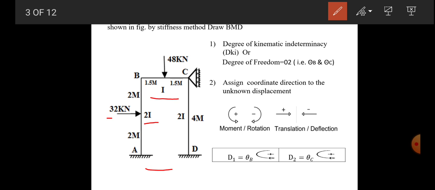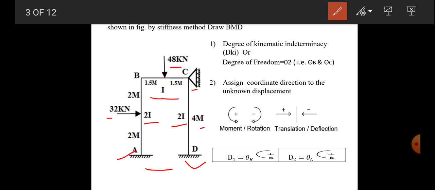Beam BC is loaded with the 48 kN point load at the midspan. Length of BC is 3 meter, moment of inertia is I. There is no load on column CD. Moment of inertia is 2I and length of column CD is 4 meter. At C there is a roller support which does not allow the horizontal translation, so it becomes a non-sway frame. At A and D there are fixed supports.